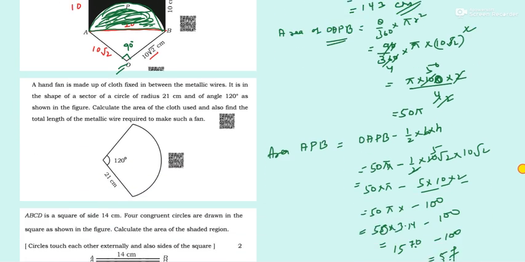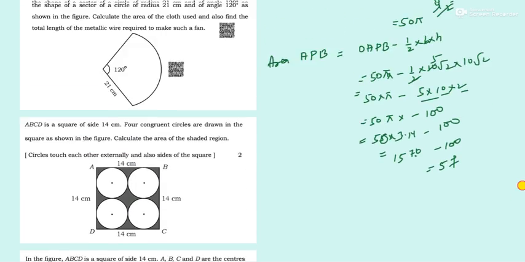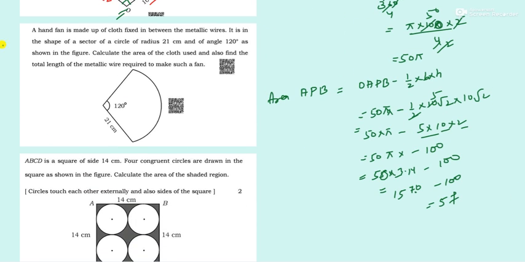And these all are 3 marks questions. So we have 3 questions left. Let us solve one by one. A hand fan is made up of cloth fixed between the metallic wires. It is in the shape of a sector of radius 21 centimeter and angle 120, as shown in the figure. Calculate the area of the cloth used. Also find the total length of metallic wire required to make such a fan.